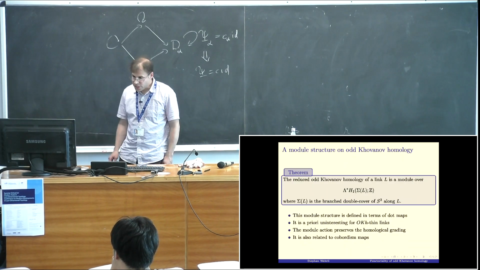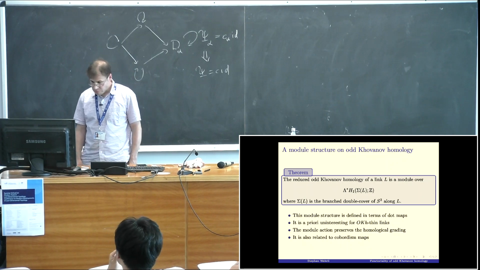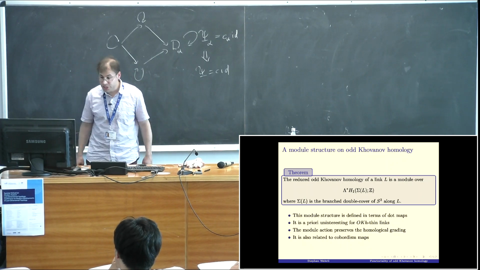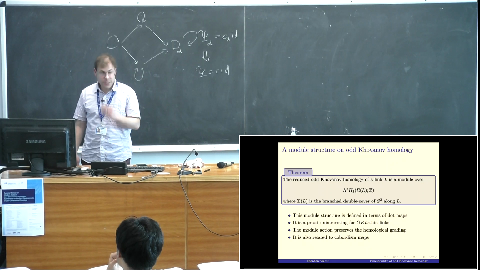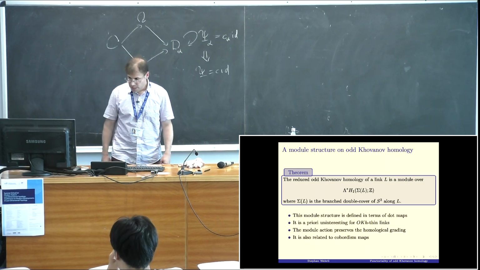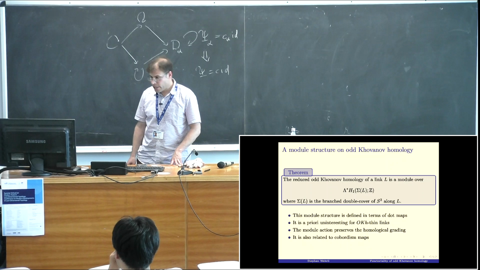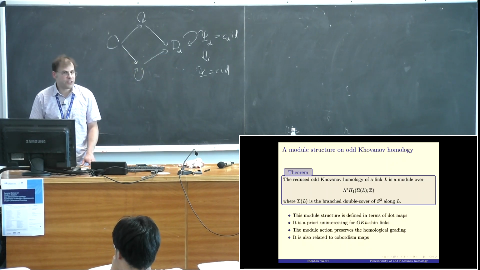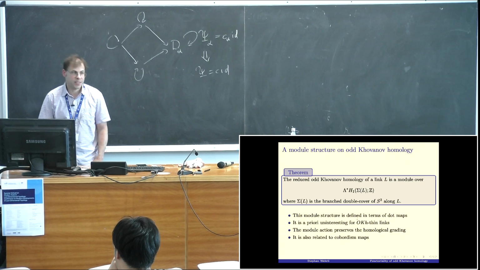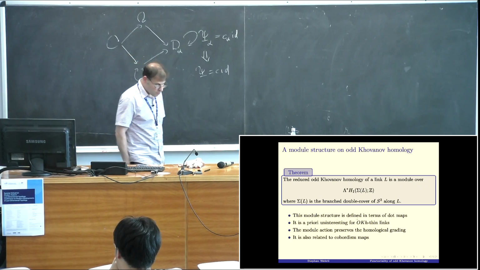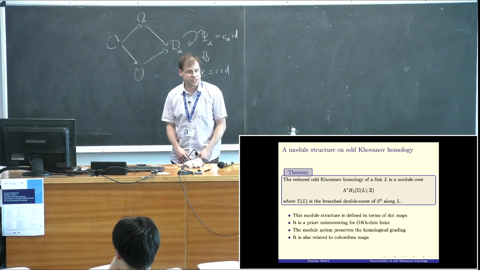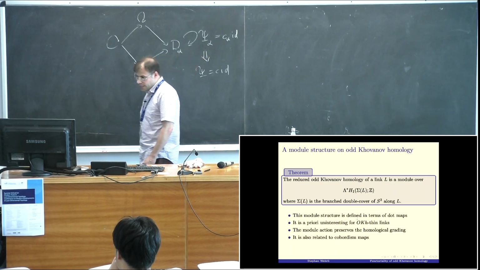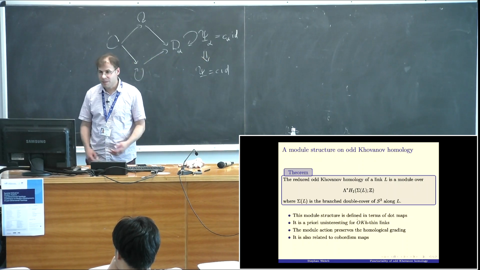This is about a structure on odd Khovanov homology, so this is now specifically for odd Khovanov homology. We can show that the reduced odd Khovanov homology of a link is naturally a module over the exterior algebra of the first homology of the link's branch double cover. Where does this module structure come from? It's defined combinatorially in terms of dot maps. This also means that for odd Khovanov thin links it's not interesting, because there the dot maps have nowhere to go. And it turns out to be related to cobordism maps. I will explain that later.